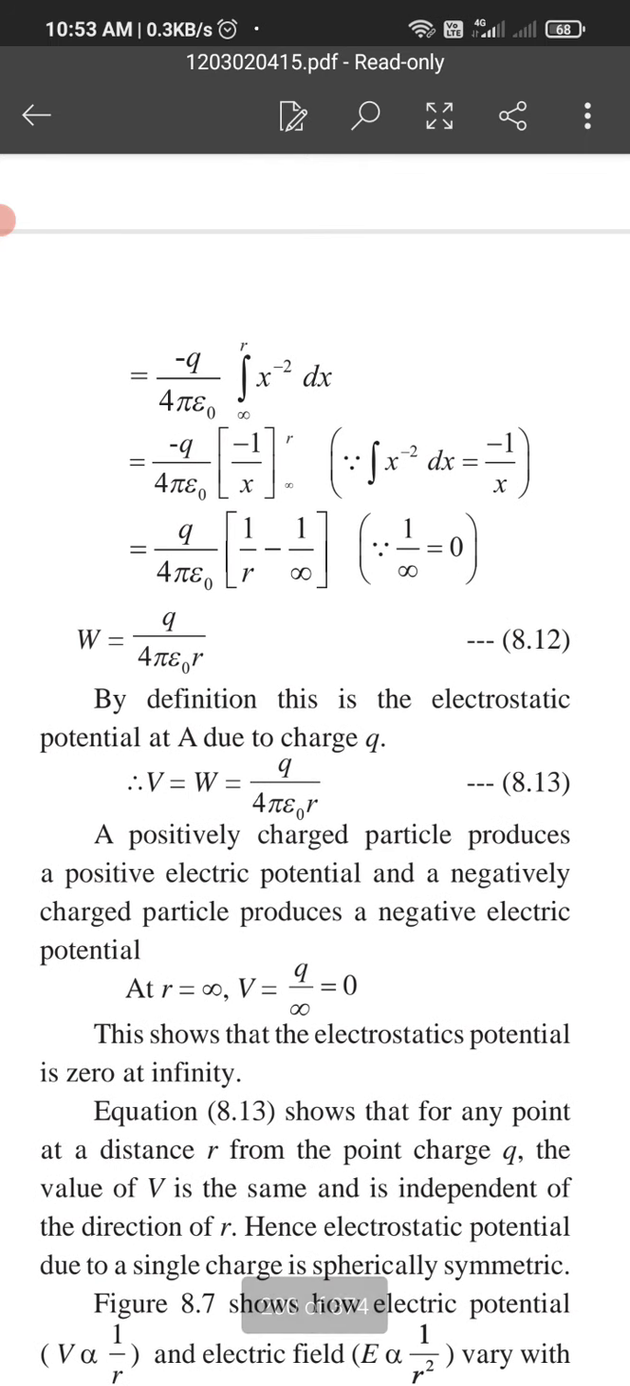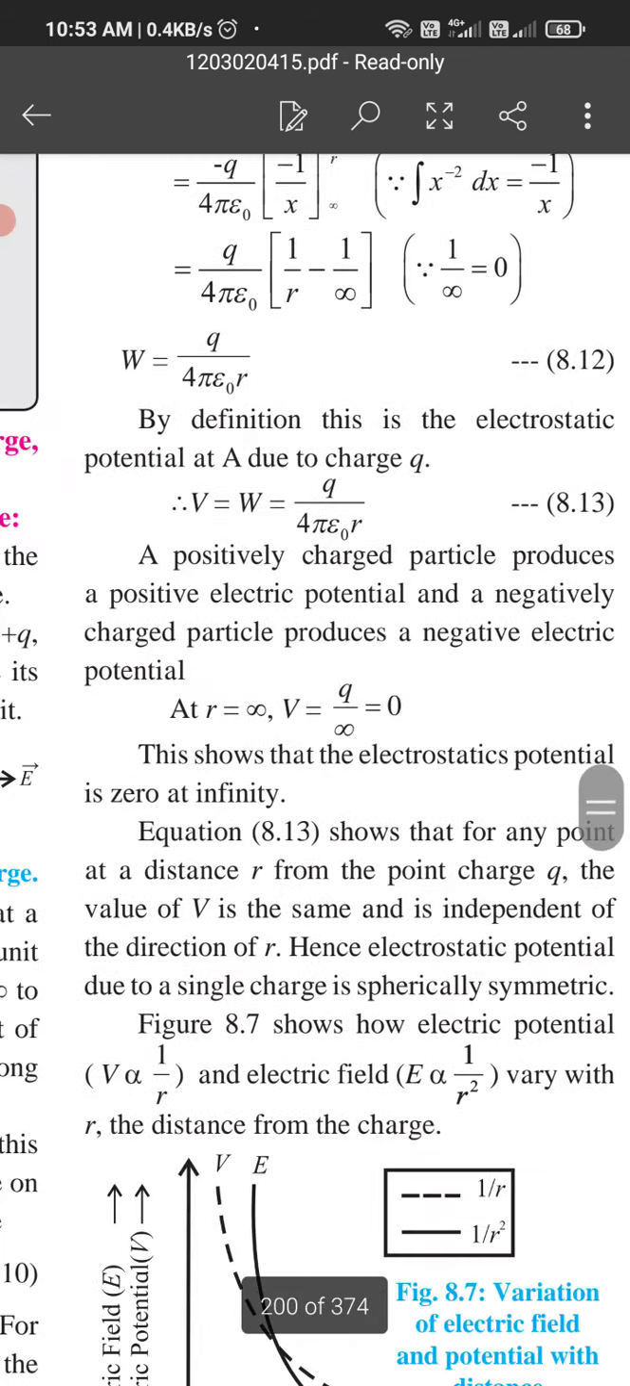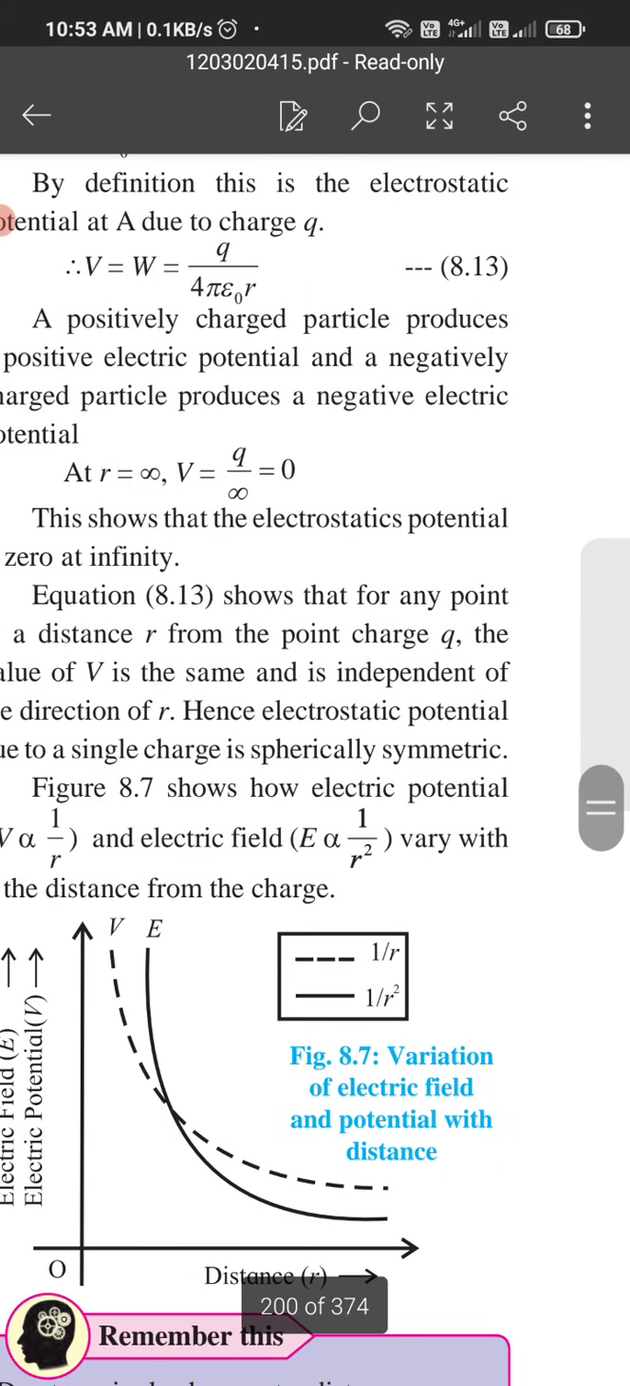By definition, the electrostatic potential at A due to the charge Q, V, is equal to W, which is equal to Q upon 4 pi epsilon naught R. At R equal to infinity, V is equal to Q upon infinity, which is equal to 0. See the graph.